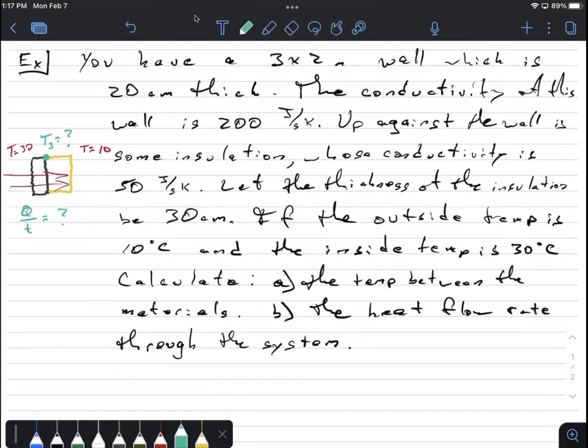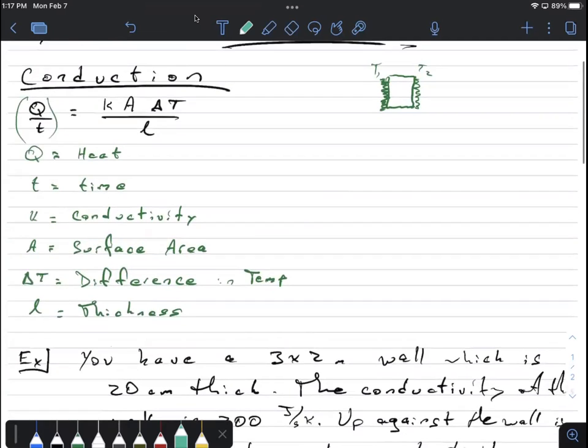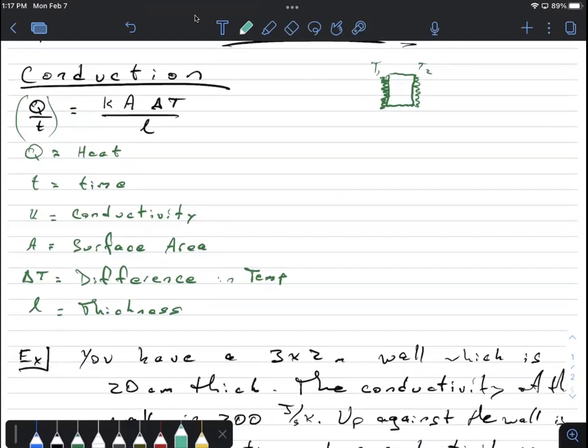Now, how are we going to go about doing this if what we have is two different materials now? Because we have, of course, the equation Q over T is blah, blah, blah. We could do that for the wall. And then we could also do it for the insulation separately. But then how would we combine it? I mean, would we say, okay, Q over T1 is Q over T for the wall. Q over T2 is Q over T for the insulation. Do I add them?